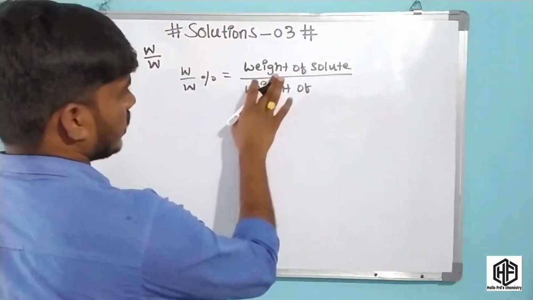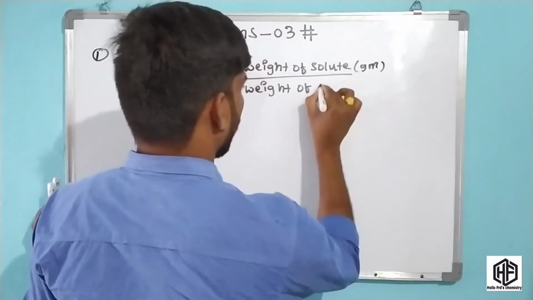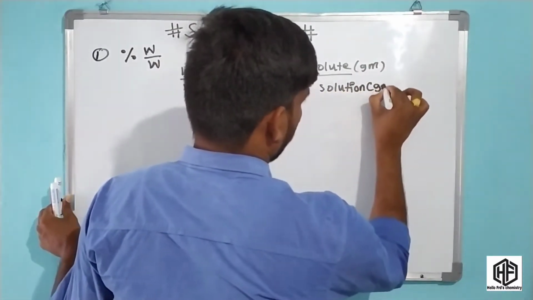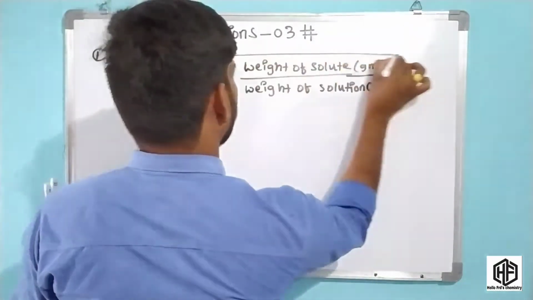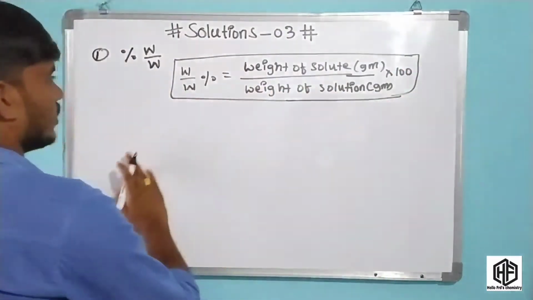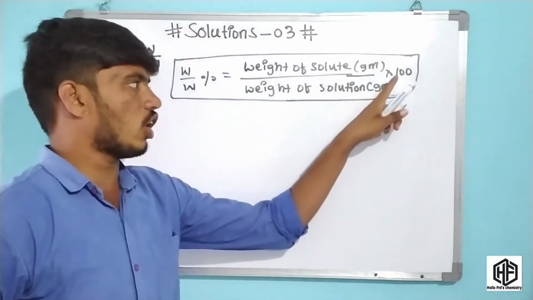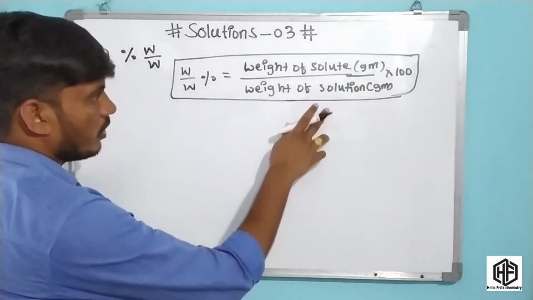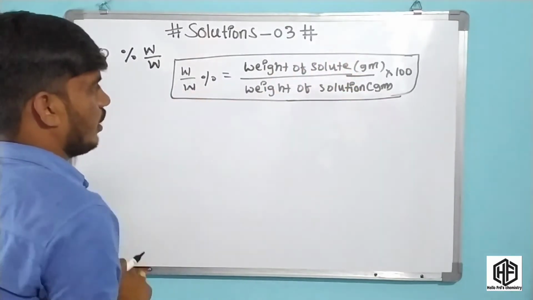Friends, the weight by weight percentage is the weight of solute in grams divided by the weight of solution in grams, into 100. This is called the weight by weight percentage. In this formula, the weight of solution in grams is the denominator and the weight of solute in grams is the numerator.